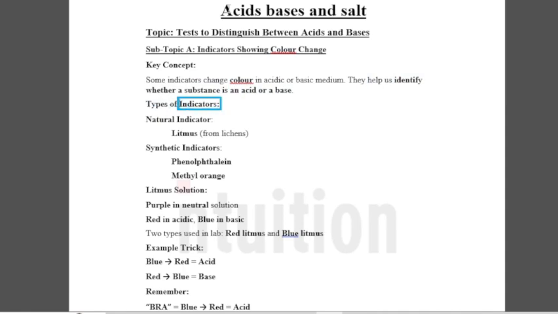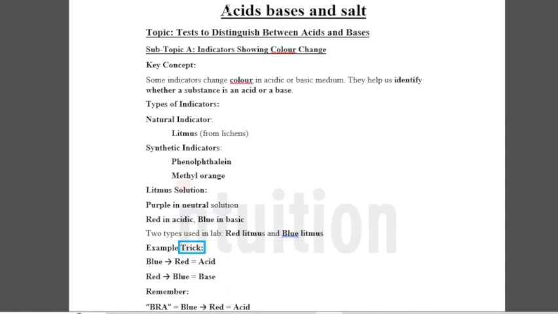Types of indicators. Natural indicator: litmus, from lichens. Synthetic indicators: phenolphthalein, methyl orange. Litmus solution is purple in neutral solution, red in acidic, blue in basic. Two types are used in the lab: red litmus and blue litmus.